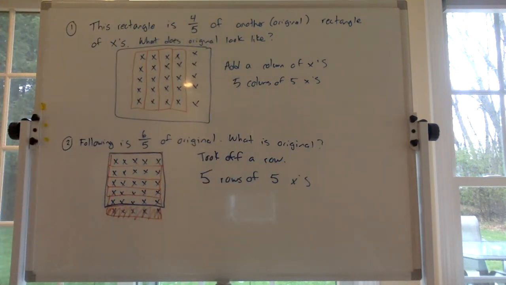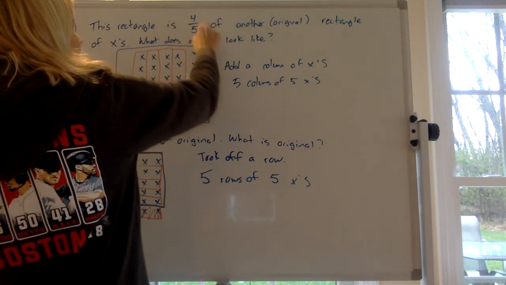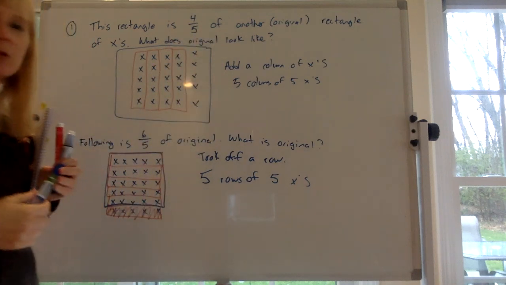Okay, so the trick to these is look at the number on top, divide the figure into that many pieces. The original makes up how many of those pieces, whatever the bottom number is.